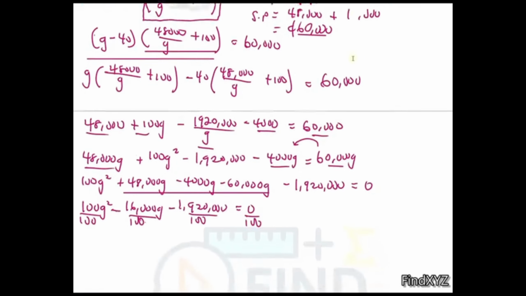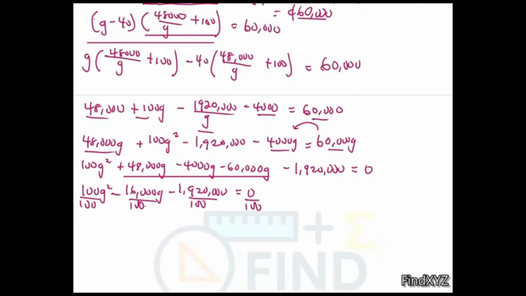This is an equation, so always you want to achieve fairness. Then 100 divides 100, then 100 also divides 16,000. We are left with this 160g. Then 100 divides 1,920,000. So we are left with just 19,200. This is equal to 0. So we have our quadratic equation set up.